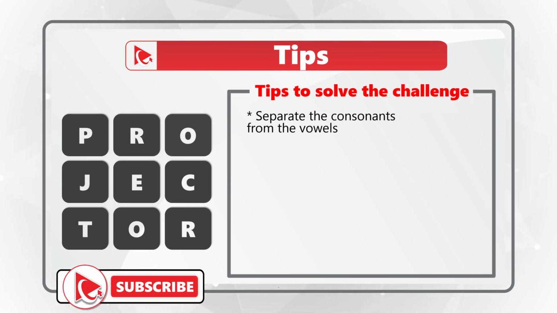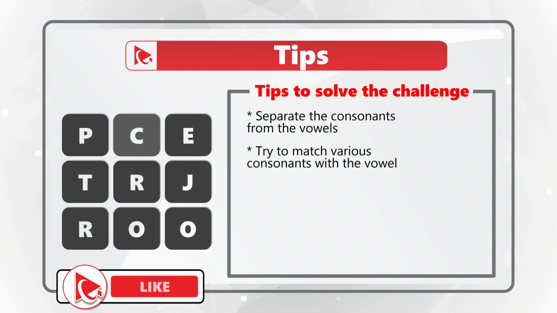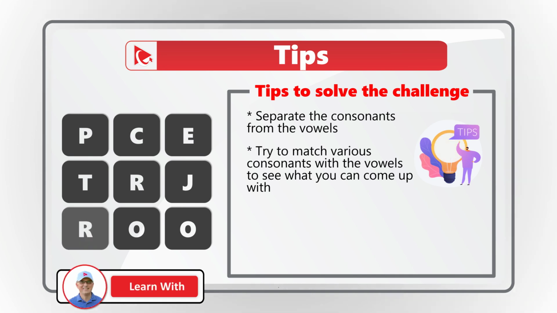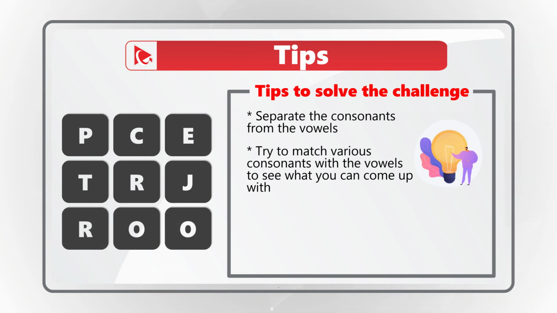For example, the consonants here are P, C, R, T, J, R, and the vowels are E, O, and O. As you separate them, you can start building the word. For example, P-R-O is the set of letters that can start the correct word projector and can lead you to the correct answer. Another idea might be to boost your vocabulary.